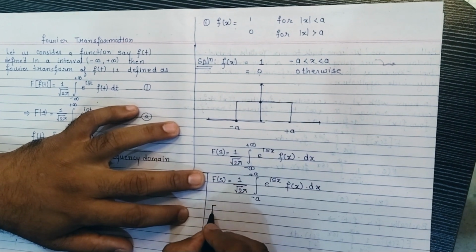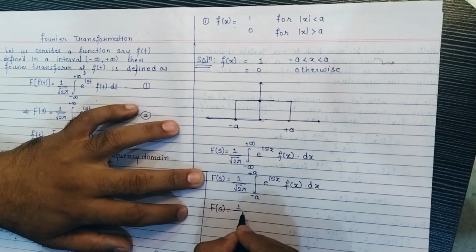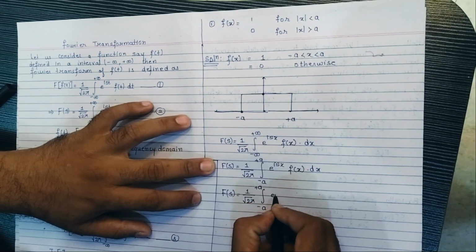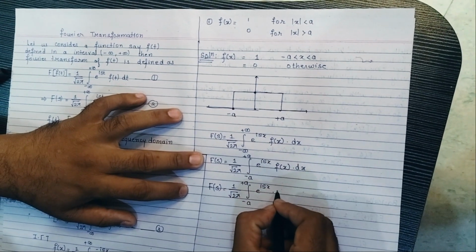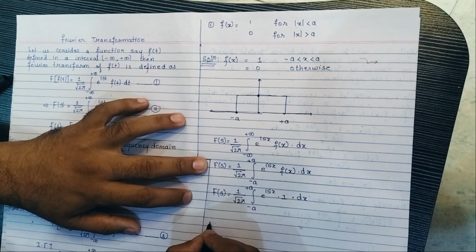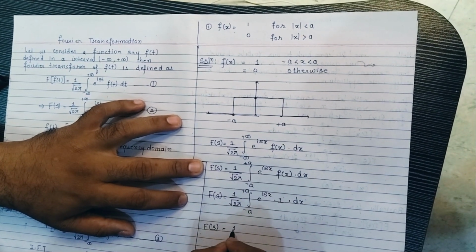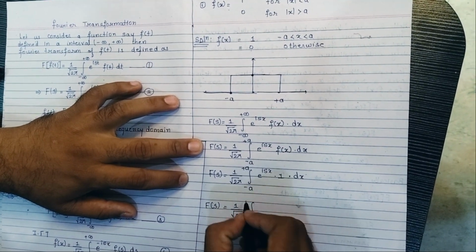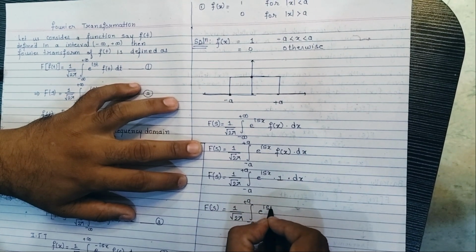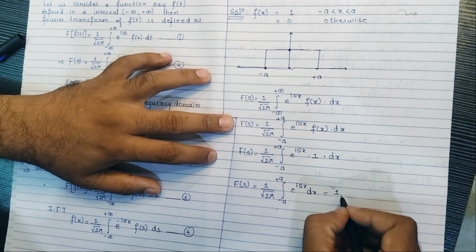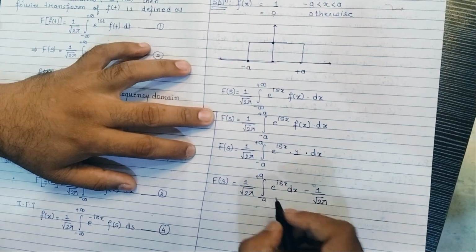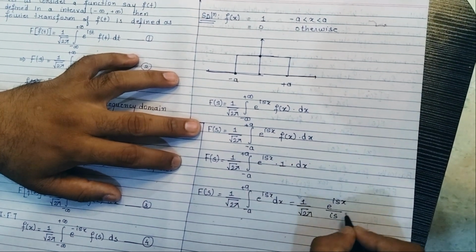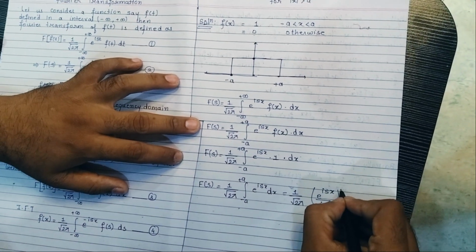So F of s can be written as 1 upon under root of 2 pi, integral from minus a to plus a of e to the power isx, f of x value is 1, into dx. So F of s will be equal to 1 upon under root of 2 pi, integral from minus a to plus a of e to the power isx dx, which is equal to 1 upon under root of 2 pi. The integration of e to the power isx is e to the power isx divided by iota times s, and the limits are minus a to plus a.